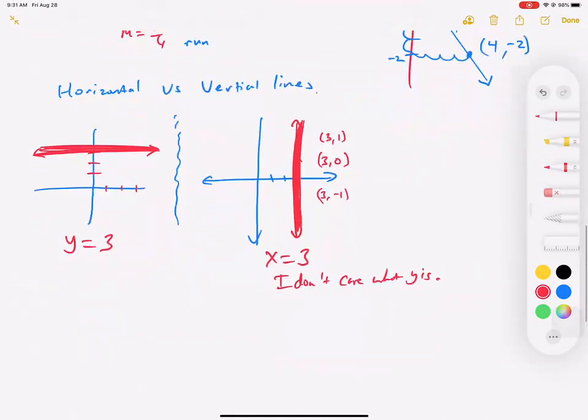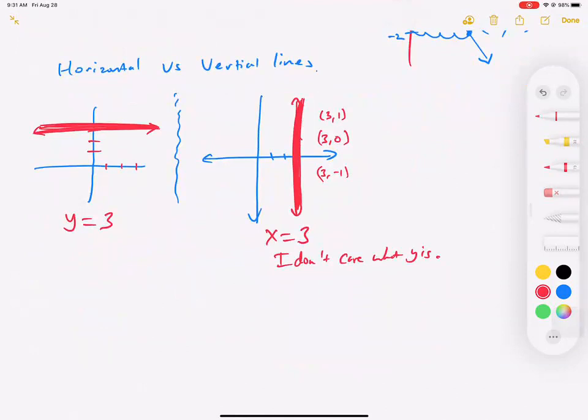Oftentimes we think x is horizontal. You're right, that's horizontal on my x-axis. But when I'm graphing x is 3, I don't care what y is. It could be 1, 2, 3. It could be all these points here. That gives me that vertical line. While when I'm graphing a horizontal line, that's a y value. Okay.